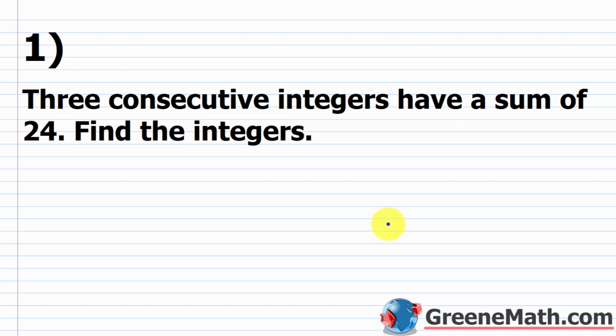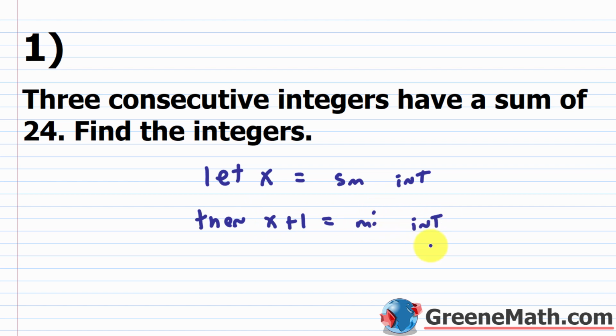So if I let a variable like x represent the smallest of these 3 consecutive integers, I'm just going to abbreviate this and say SM for smallest, and then INT for integer. Well, then you're going to have a middle one, so I need to add 1 to get to that. So we'll go x plus 1. Let's put MI for middle, and then INT for integer.